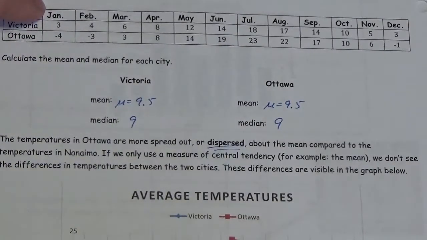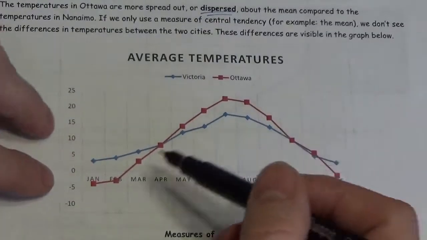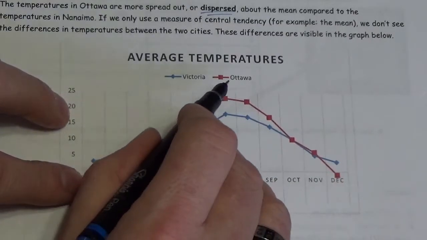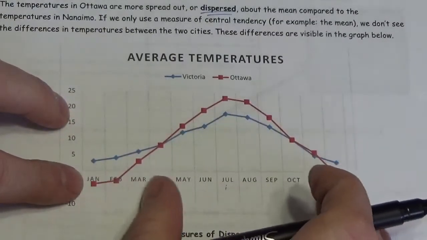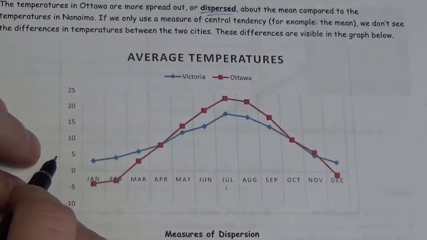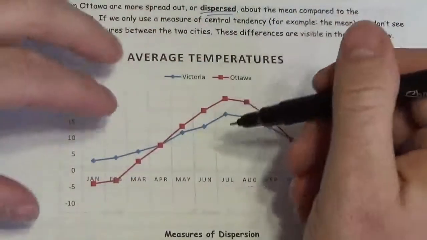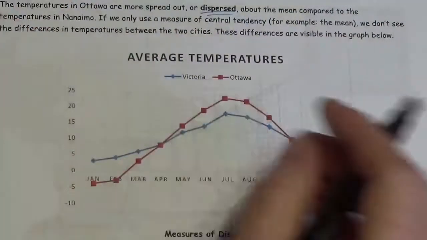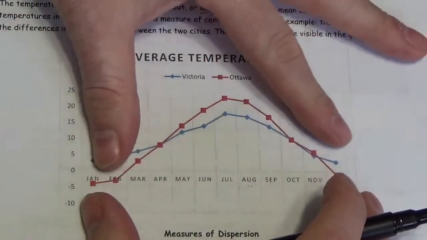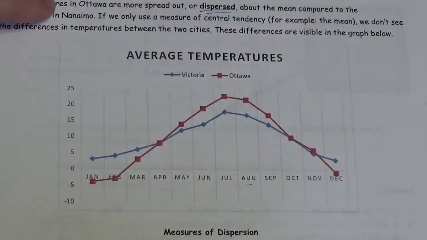If you take a quick look at the graphs here, you see something quite different. Notice that for Ottawa, the temperature goes lower and it goes up higher. Whereas for Victoria, the temperatures are a lot more evenly spaced out. It doesn't go quite as high, doesn't go quite as low. Everything's kind of stretched out. It's almost like, if you think of this as a bit of clay, for Ottawa it's been pinched in, and Victoria's been squished down a little bit.